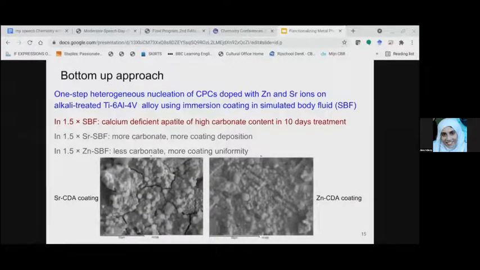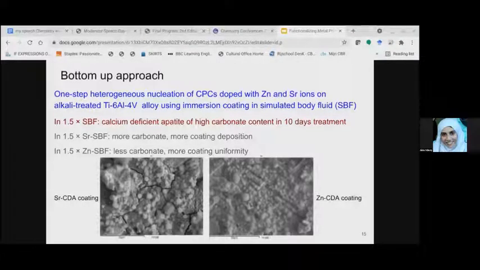First, using a bottom-up approach, I used an activated surface of titanium alloy, titanium aluminum vanadium alloy, and immersed it in 1.5 times concentrated solution of simulated body fluid. For those of you who don't know what simulated body fluid is, it is a solution with an ion concentration and pH very close to that of human blood plasma.